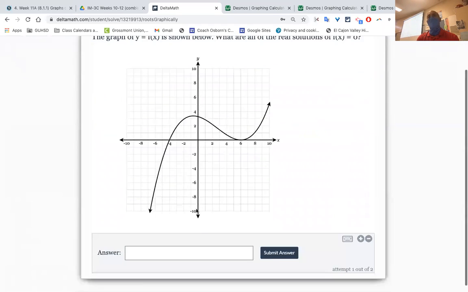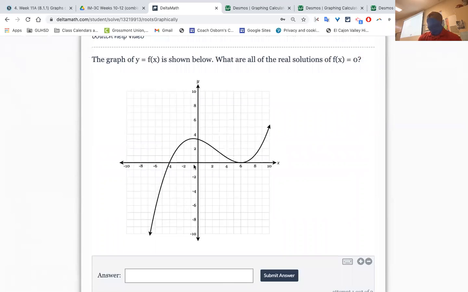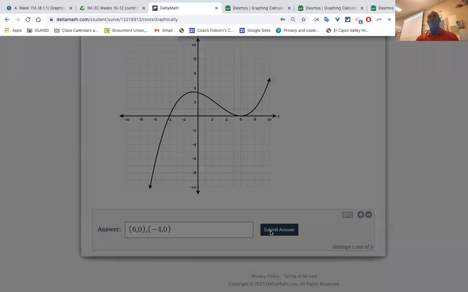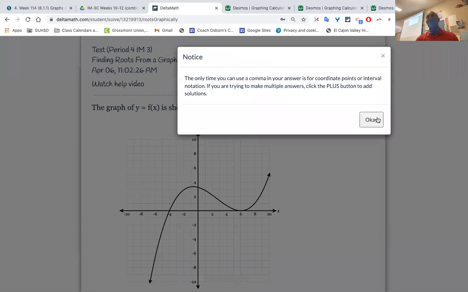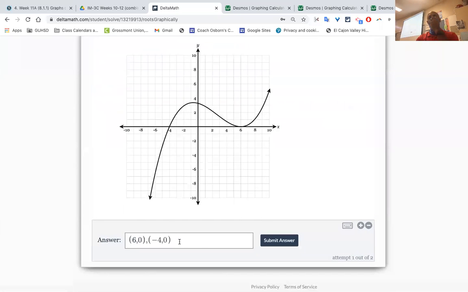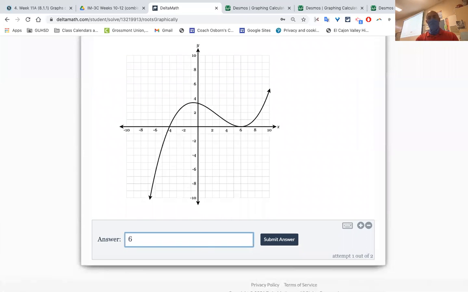Okay, so that's all you're doing for these, is looking for where it crosses the x-axis. What are the x-intercepts? And you don't need to write it like 6, 0 as a point. I don't even think it'll accept that answer. Let's see if it does. And nope, it doesn't want that. So all it wants is the number. Just 6, and then -4.